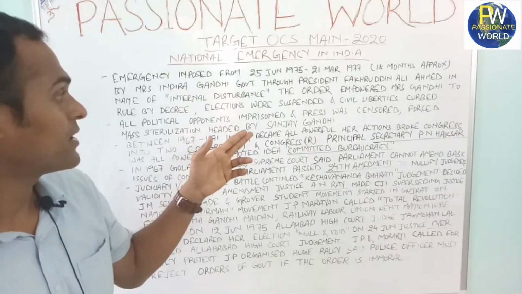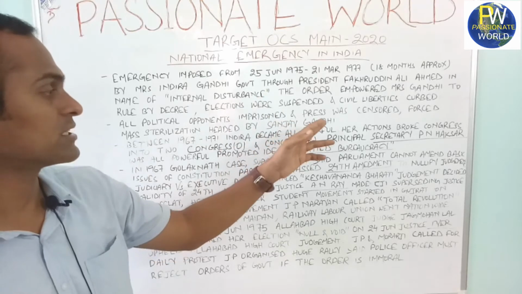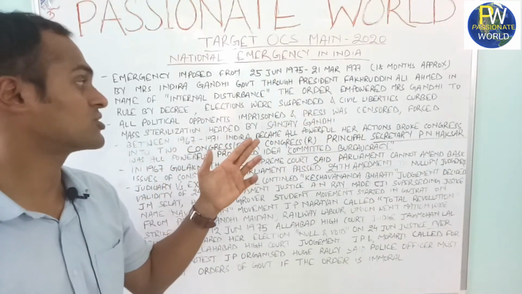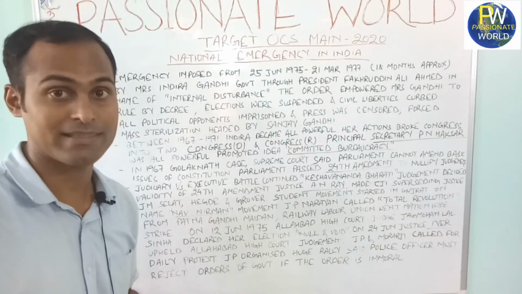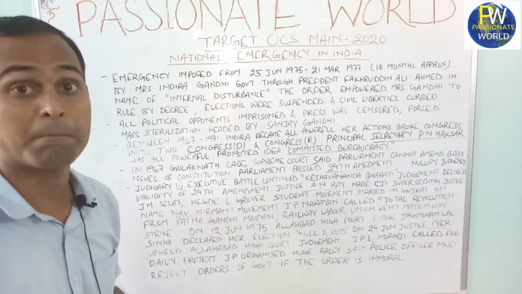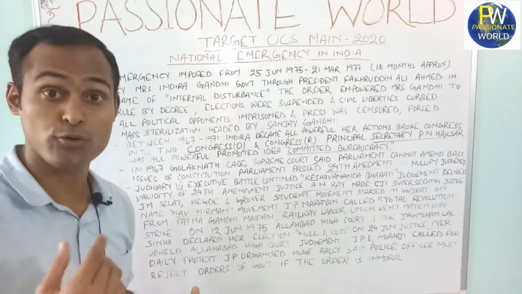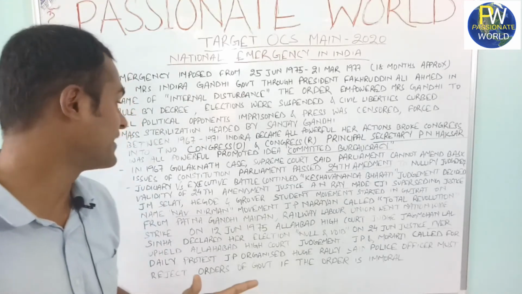All the political opponents were imprisoned. After imposing the emergency, the press was totally censored and there was forced mass sterilization by Sanjay Gandhi. Sanjay Gandhi became very powerful during that emergency period and the mass sterilization campaign started. पकड़ पकड़ के लोगों को नसबंदी करा देना, उस टाइप का सिचुएशन हुआ इंडिया में.